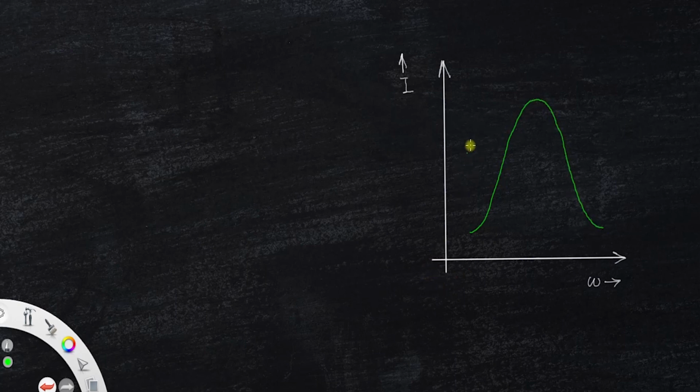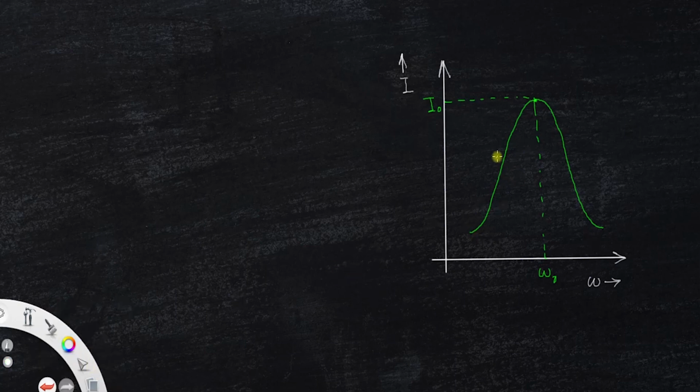Clearly this is the peak value of the current, and that happens when the frequency is at resonance. We call that omega r. That is, at the resonant frequency the current in the LCR circuit is maximum. Now, how will we find the quality factor?